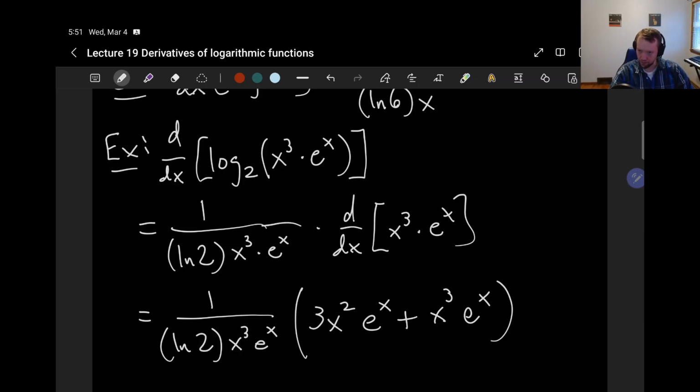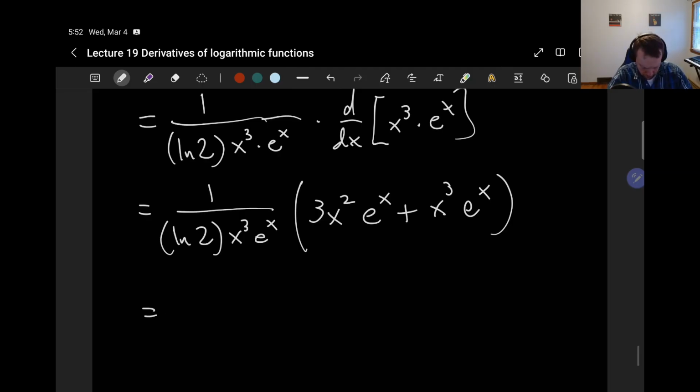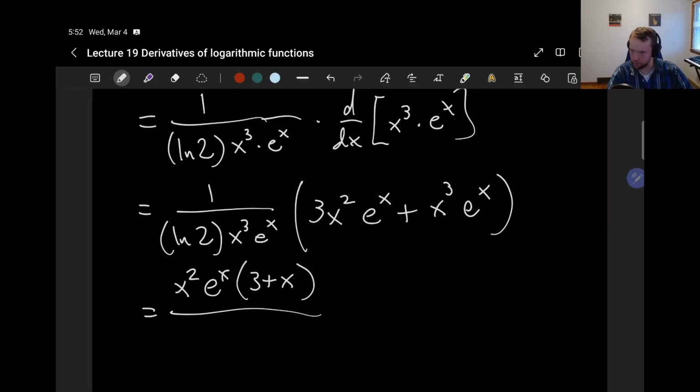Something that's nice to do now, notice that we have some common factors here, right? I have e to the x in both terms, and I have an x squared hidden in both terms. Let's factor those out. Factor out an x squared e to the x. When I do that, I'll be left with 3 plus just a single x left over. And that's over ln of 2 times x cubed e to the x.